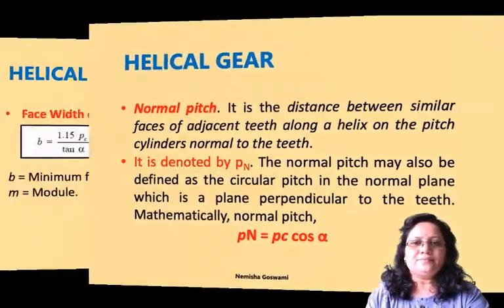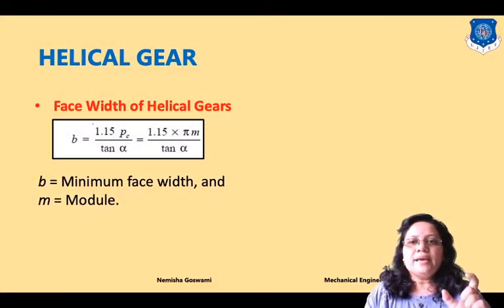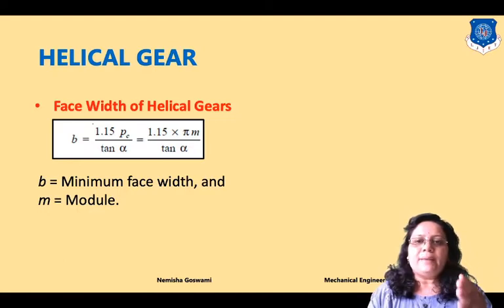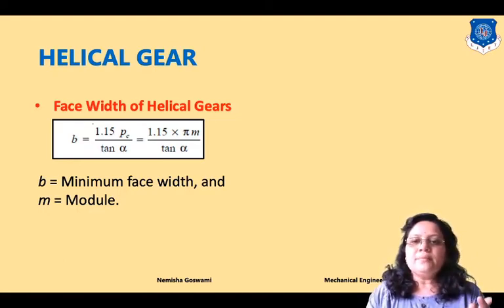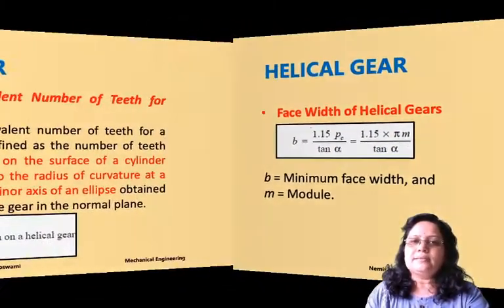Now next is the face width of the helical gear. There is a relation between face width, helix angle, and the circular pitch or axial pitch. Face width is denoted by small b and its value is 1.15 Pc divided by tan alpha. Here b is the minimum face width required in the case of a helical gear, m is the module, and alpha is the helix angle.